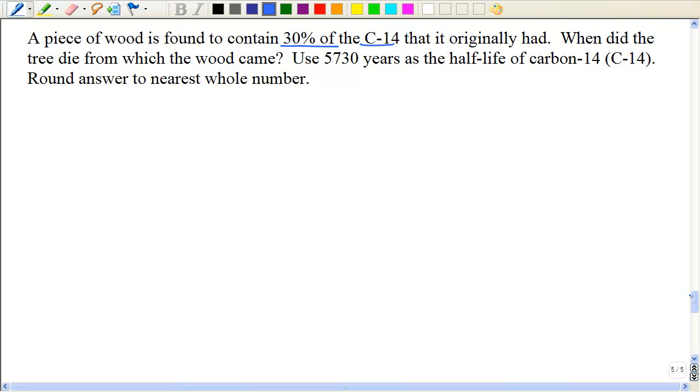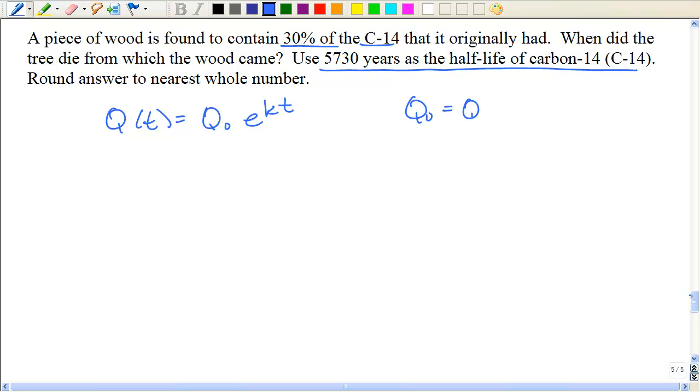Now I agree this is a very poorly worded question, but I got it straight from the book. What they need to tell you is that the half-life of C14 is 5,730 years. We don't know what the initial amount is, but we have that half-life. So Q naught is the initial amount at time 0, and twice that, nope, not twice that, because it's not a double life, it's the half-life at 5,730 years.